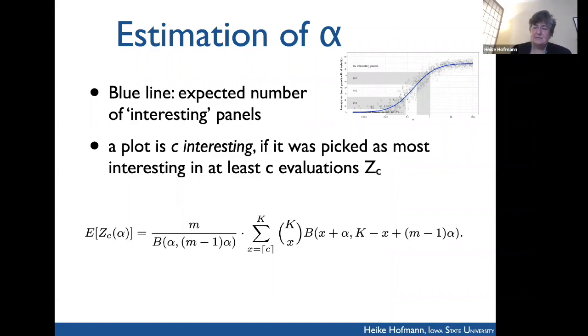The nice thing is with a Dirichlet distribution and the corresponding beta function, we can actually evaluate this expected value. So the expected value for the number of c-interesting plots given a certain rate for alpha is this expression. And while this expression looks really unwieldy, we can use it to estimate alpha.